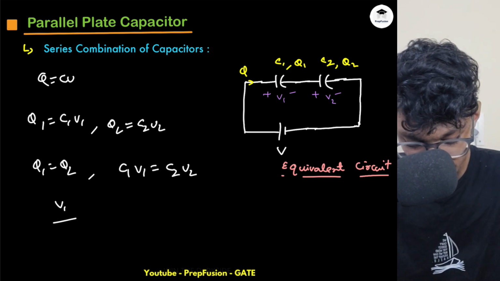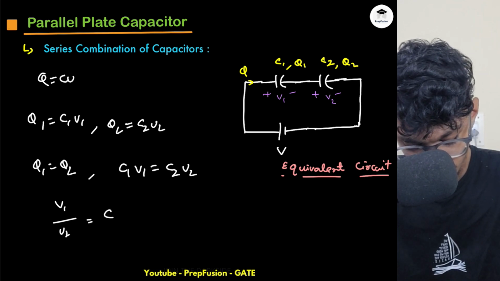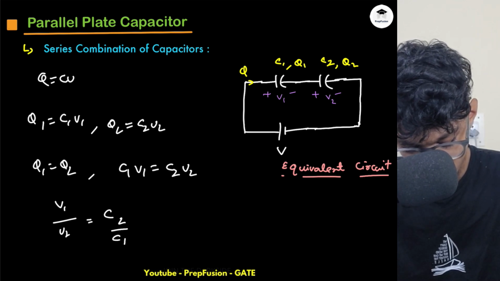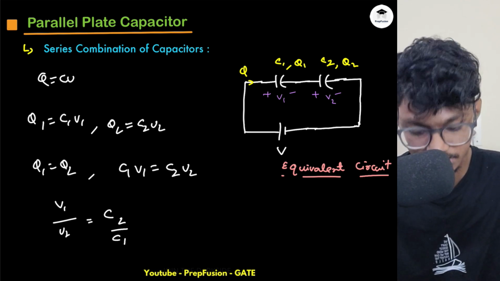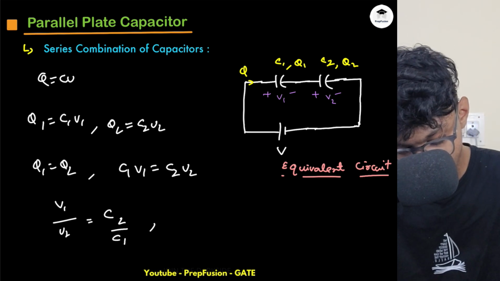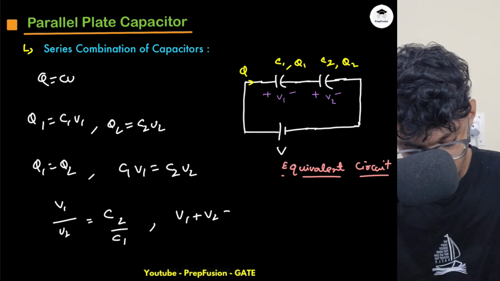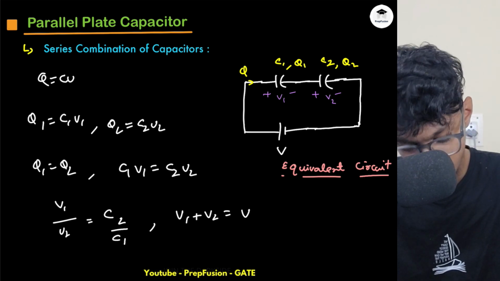So this time the potential difference is different. V1 by V2 equals C2 by C1 simply. So how do I find out the combination? What else I know: V1 plus V2 equals V, the total potential, right? V1 plus V2 is equal to V, correct?